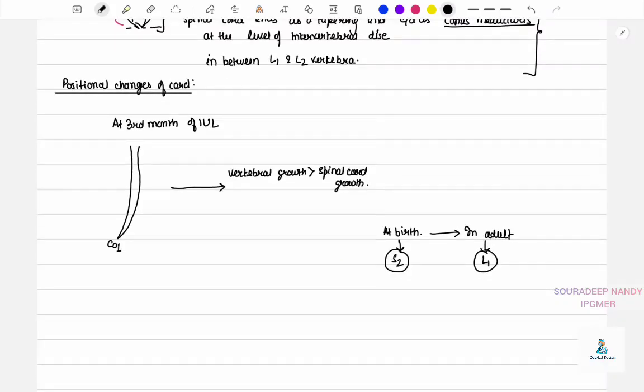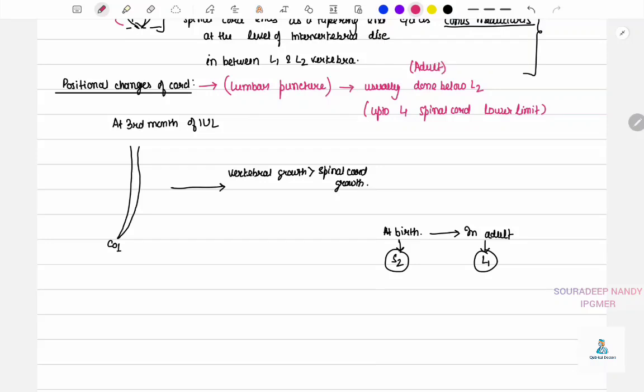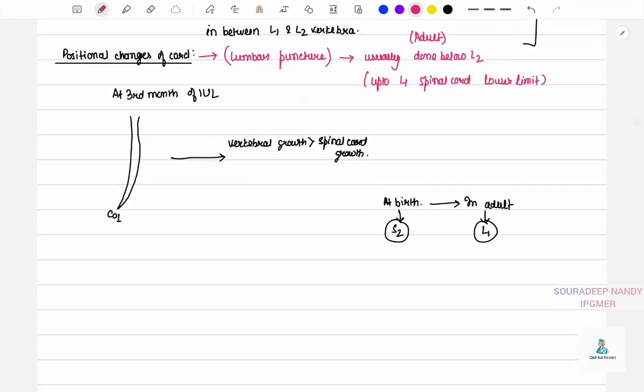This knowledge of the positional change of the spinal cord is important with respect to lumbar puncture. You have to determine at what level the lower extent of the spinal cord is, else you may end up damaging the spinal cord, and it would be detrimental for the patient. So lumbar puncture is usually done below the L2 vertebra, because up to L1 is the spinal cord's lower limit. This is for adults. In children, usually the spinal cord extends more downward than L1. It might be L3, it might be L4.